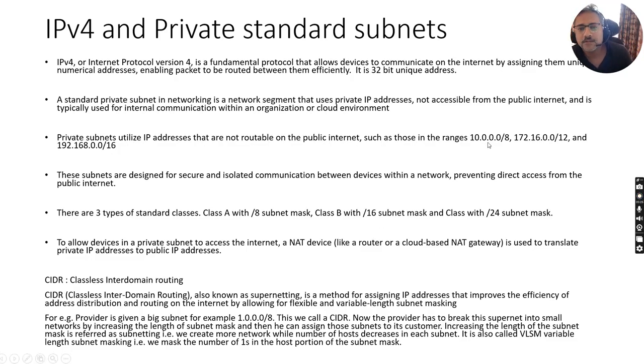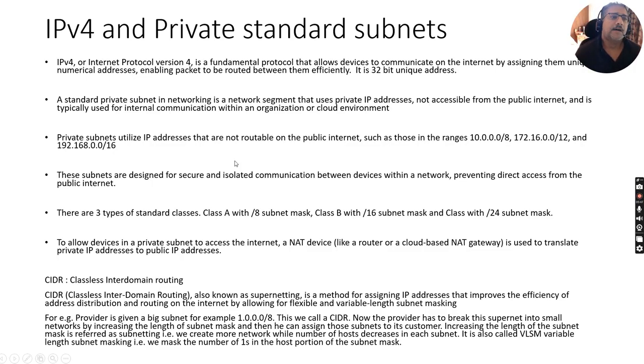So here you see 10.0.0.0. This is a subnet, but this is how an IP address will look. So these are the octets. Each octet is of 8 bits. An IP address is a 32-bit unique address.